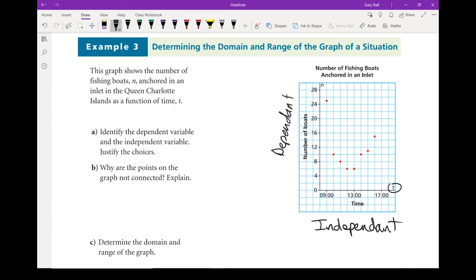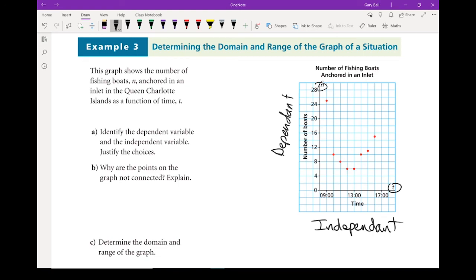So what we're saying is the number of boats in the inlet depends on what time of day it is. Makes some sense to me. So part B asks, why are the points on the graph not connected? Why don't we have a line? Well, the main reason for not having a solid line is you can't have half a boat. You either got one boat, or two boats, or three boats, or four, or five. There's no partial boats on that.